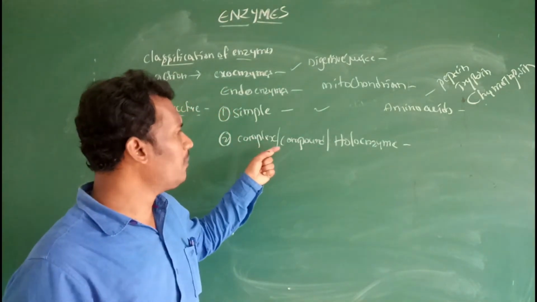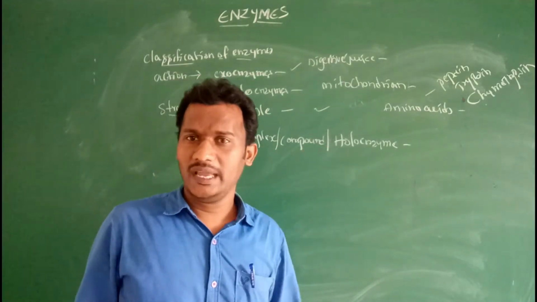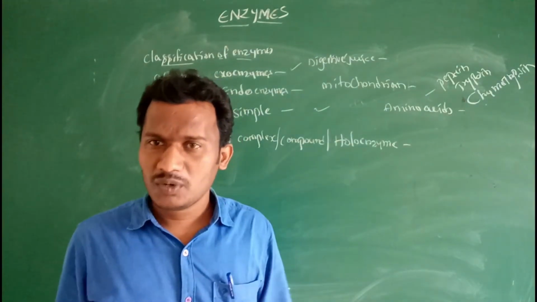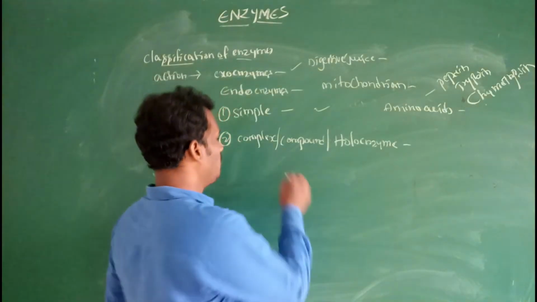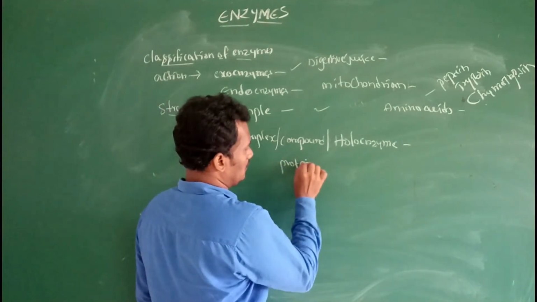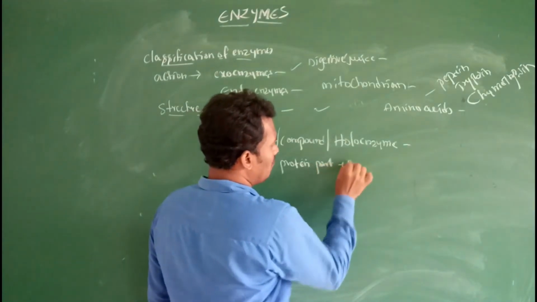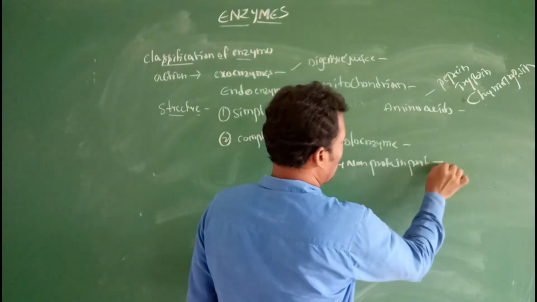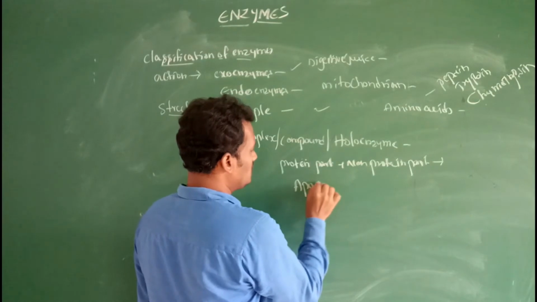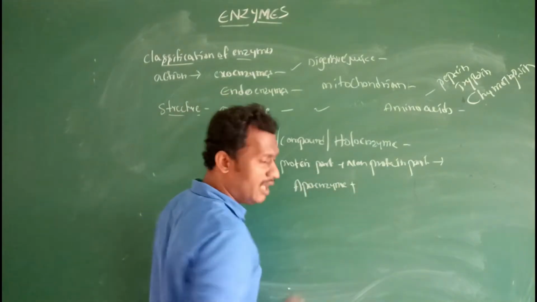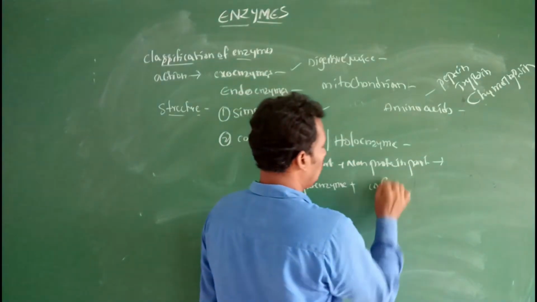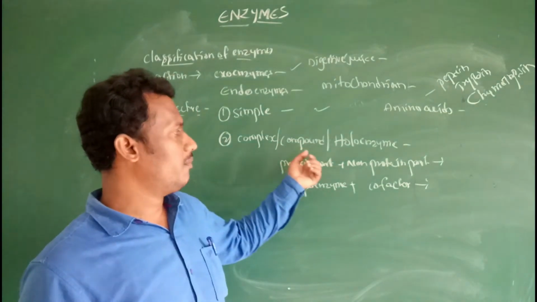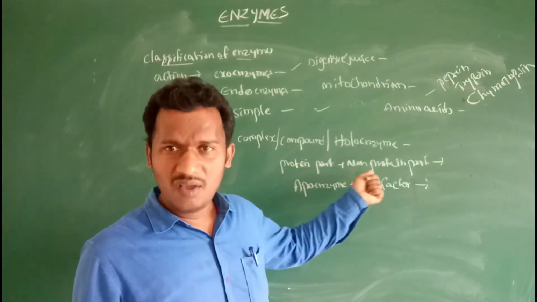Next one, complex compound enzymes, or holo enzymes. In these enzymes, along with the protein part, a non-protein part is also present. The protein part is called an apoenzyme. The non-protein part is the cofactor. So complex compound enzymes contain a protein part and a non-protein part.